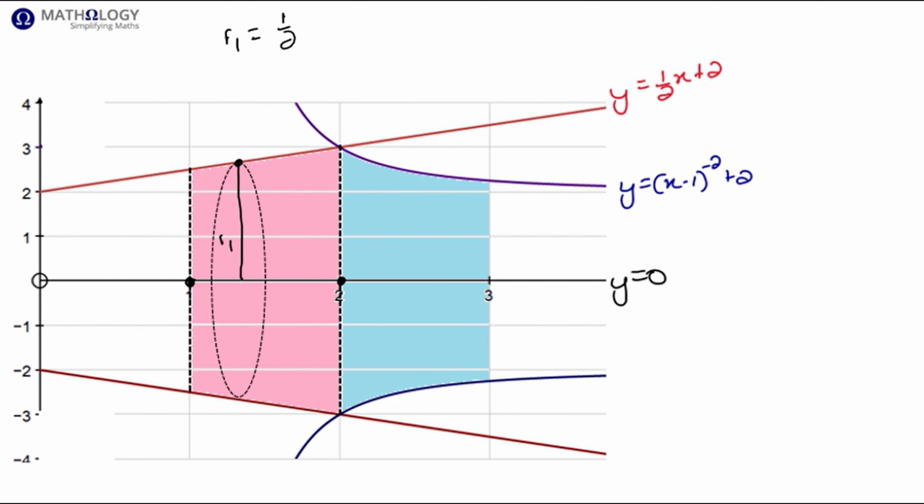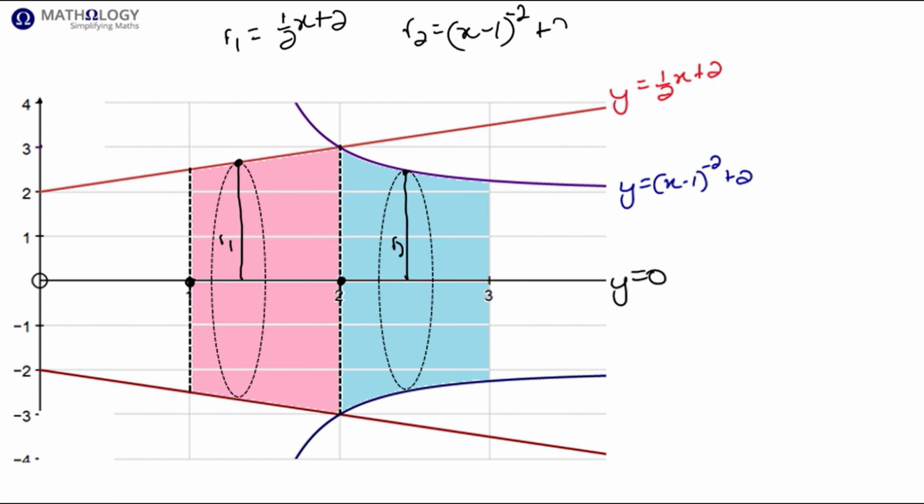And then for the second region, we have a cross-sectional cut, the radius of which is r2. That will be the difference in y values between the curve y equals (x minus 1) to the minus 2, plus 2, and the x-axis, y equals 0. So radius 2 will be (x minus 1) to the minus 2, plus 2.